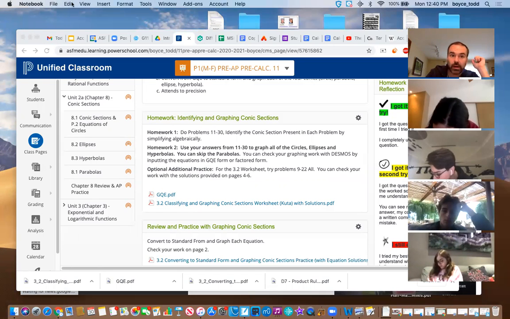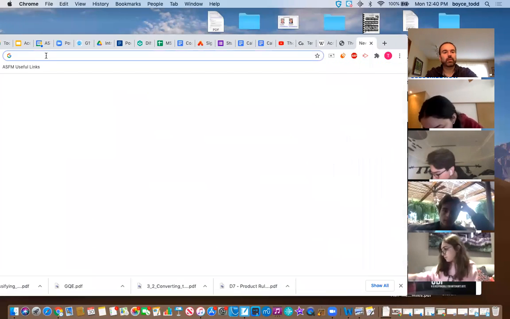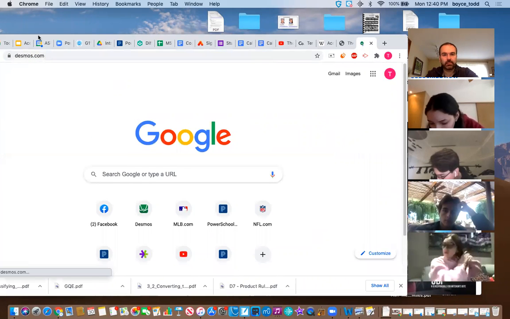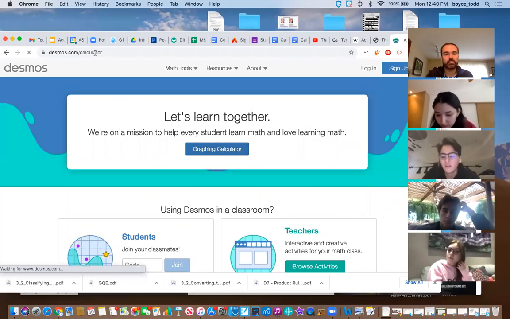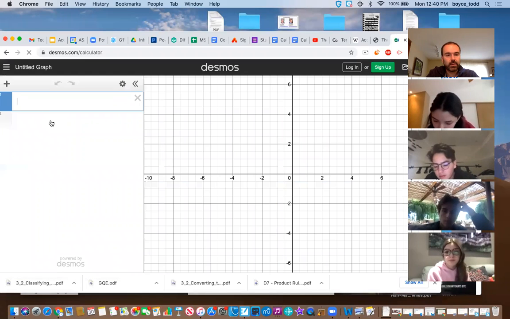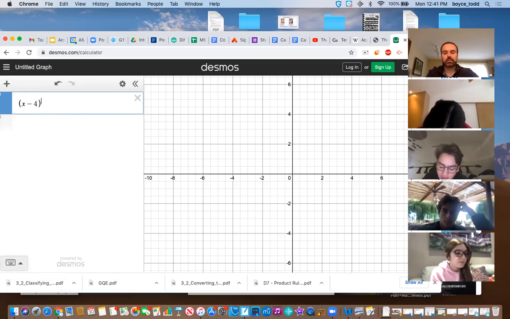If you want to check your work, keep in mind that you can put stuff into Desmos, and it shows you a graph like this. So if I go to Desmos, you can just put whatever general equation you have. You can either write it as the GQE, or you can write it as the actual one. And that's going to give you the shape. So let's say you had x minus 4 squared. Let's do a hyperbola. So this one you have to make a fraction.